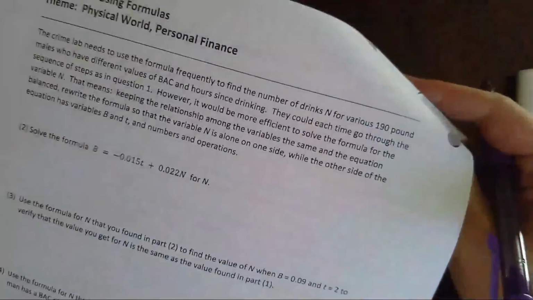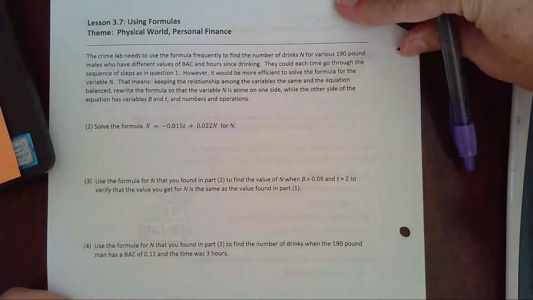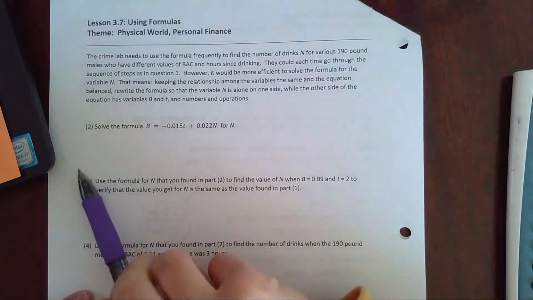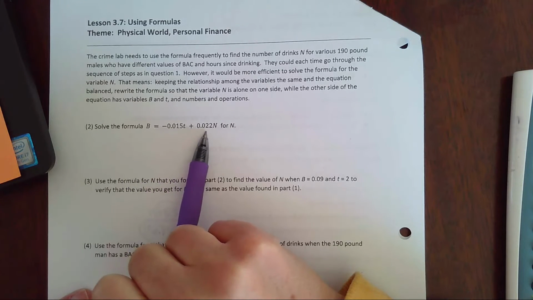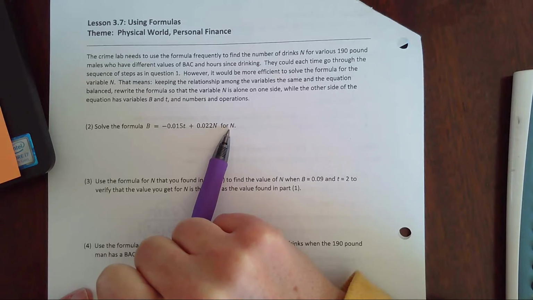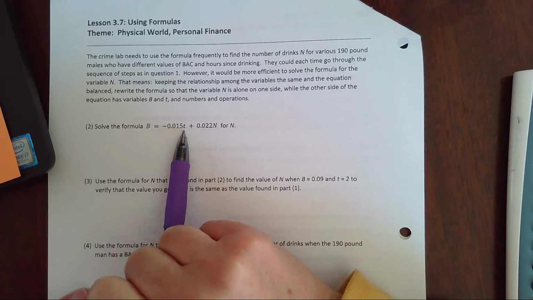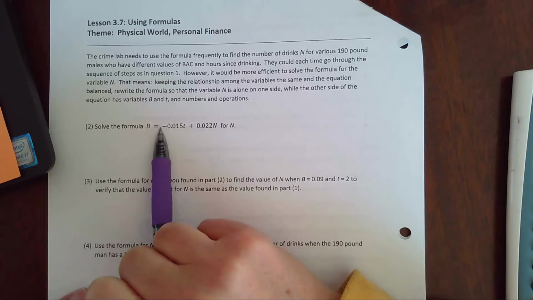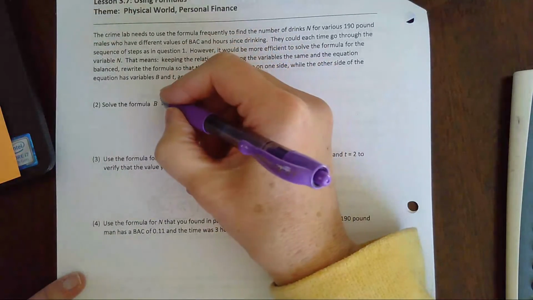All right, so let's look to see how they want us to manipulate this. So they said the crime lab uses that formula over and over. So instead of having b equals something in terms of these variables, they said, let's just solve for n so that we don't have to solve this equation over and over if we know b and t. So all they ask you to do is take this equation and solve for n. It's not as bad as you think.